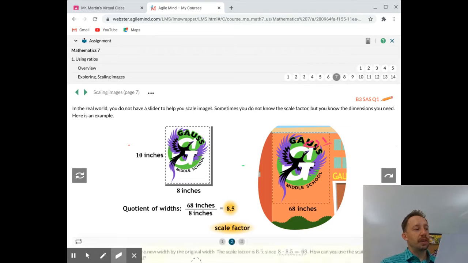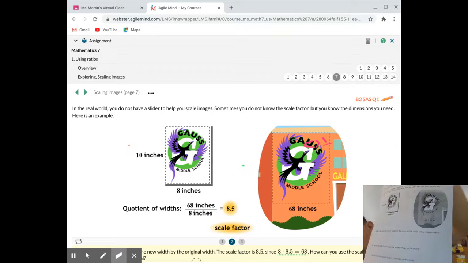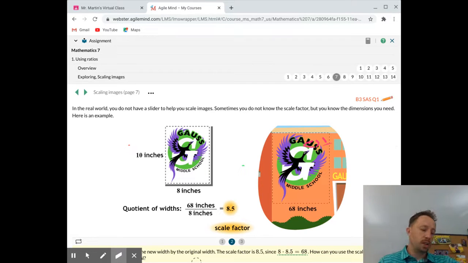All right, so if you're looking at your workbook on page 9, you should be right here answering these questions. All right, part A says, what is the quotient of the width of the mural to the width of the original image? The quotient was what? What did we find? 8.5. All right, and what is the scale factor? Isn't the quotient and the scale factor the same? Mm-hmm.